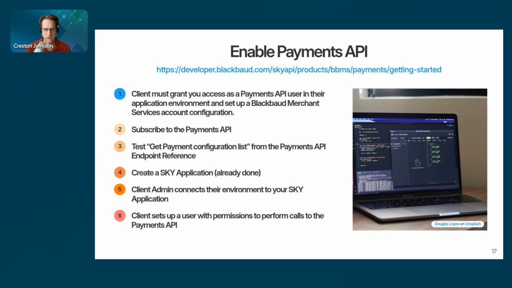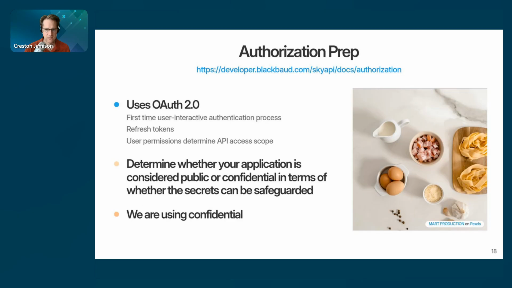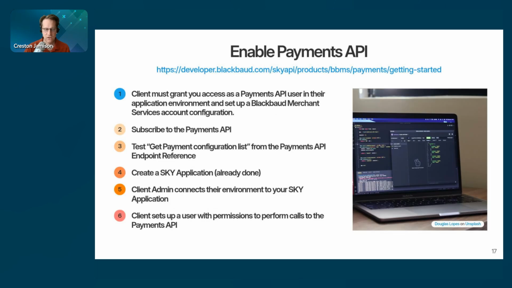Five, the client admin needs to connect their environment to your Sky application. So that integration needs to be done from their end. And then the client needs to set up a user with permissions to perform calls to the Payments API. So if we look at the authorization, point 6 here, the user must have access to specifically the Payments API in order to make those calls. So they need to set up that user.